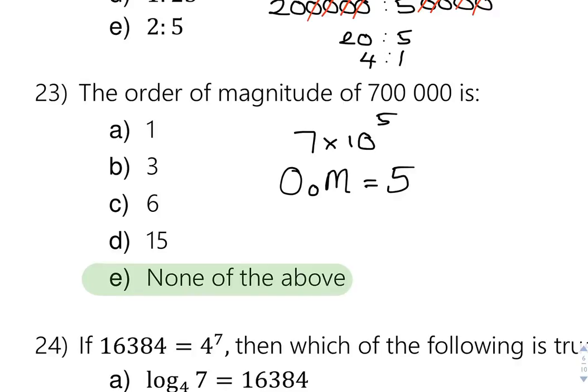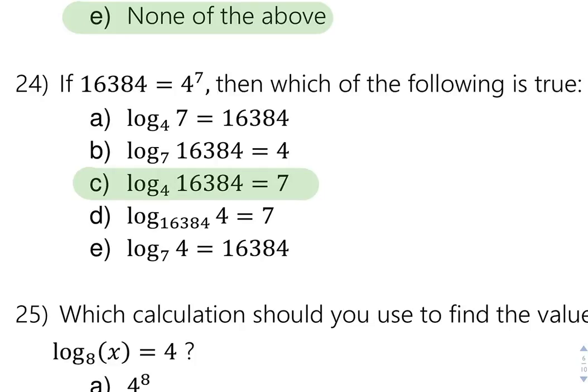The order of magnitude of 700,000. Write it in scientific notation, 7 by 10 to the power of 5. And then the power, which is my order of magnitude, is 5, i.e. none of the above. If 384 is equal to 4 to the power of 7, then which of the following is true? It's a simple rearrangement, so base of 4 means my 4 has to come in here, answer, and then power. So base, answer, power, C.